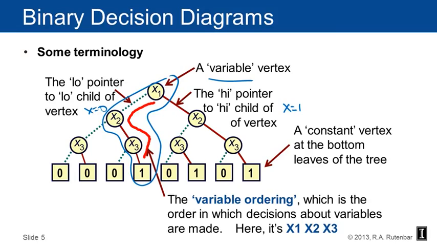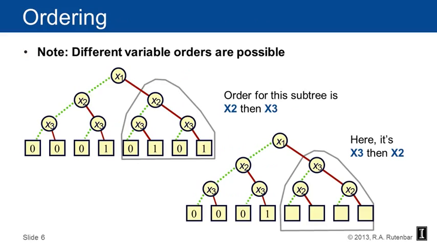And the things at the bottom are called constants. Right, no surprise, because they're not variables, and they're also the leaves of the tree. They're the things that you get at the bottom when you can't go any further and you don't need to visit any more variables. Now, one of the things to note is that different variable orders are possible.